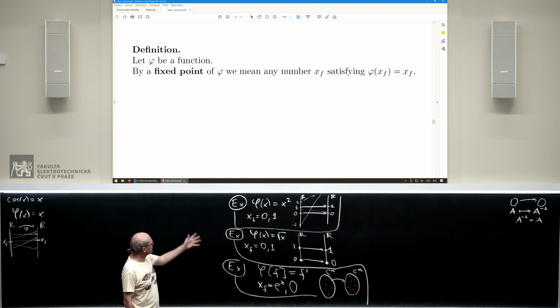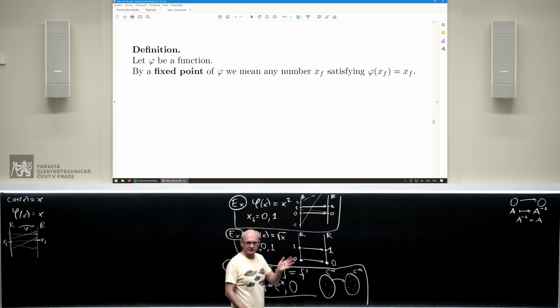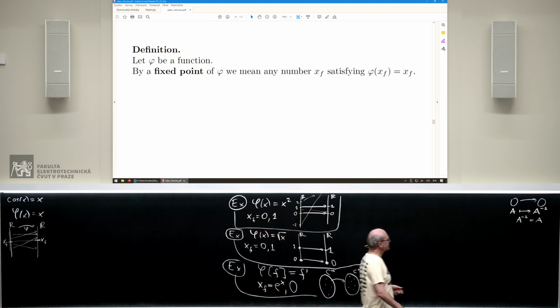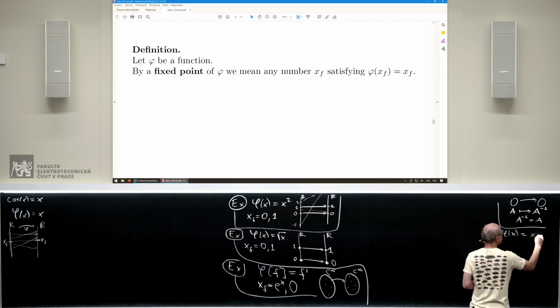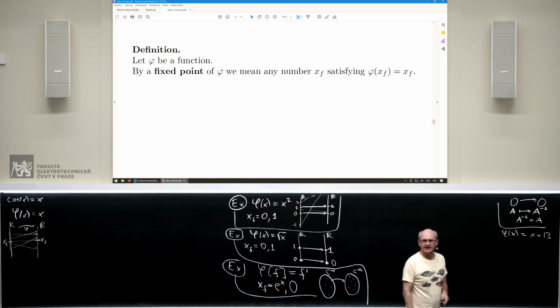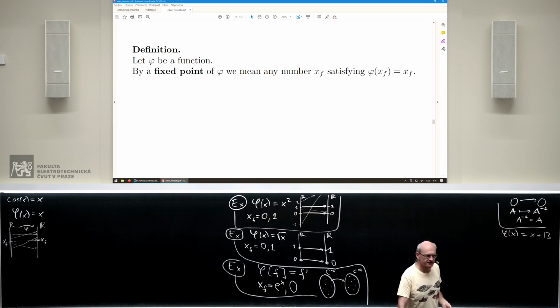Okay, we have our fixed points in those examples. And that was nice, optimistic examples. But now let's have a look at another example. phi(x) = x + 13. Is there a number which works in such a way that if you shift it by 13, you will get the same number? And the answer is not really.